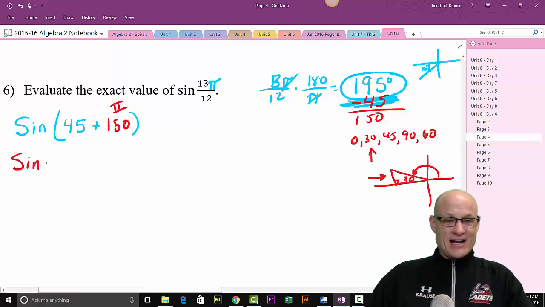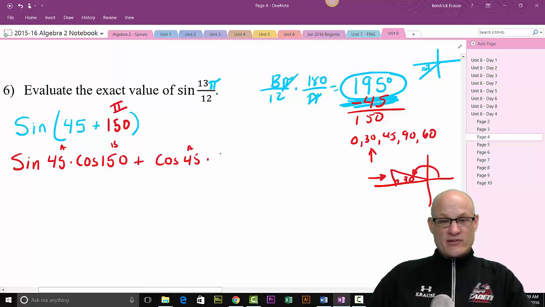Sum formula says sine of 45 times the cosine of 150. Remember, this is A, this is B, plus the cosine of A, which is 45, times the sine of 150. This is B. All right. Well, cosine of 45, that's easy. You know.